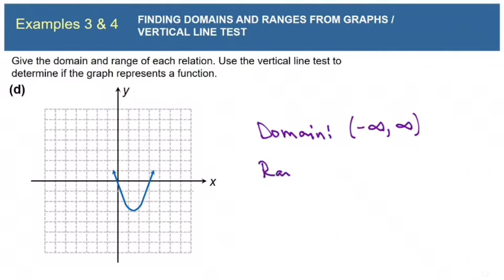We'll say negative 3 to infinity. And we have a bracket on the negative 3 because we do have a point on the graph whose y value is negative 3. So we do want to include negative 3. And now, can we draw a vertical line that touches the graph more than one time? The answer is no, we could not. So this is a function.